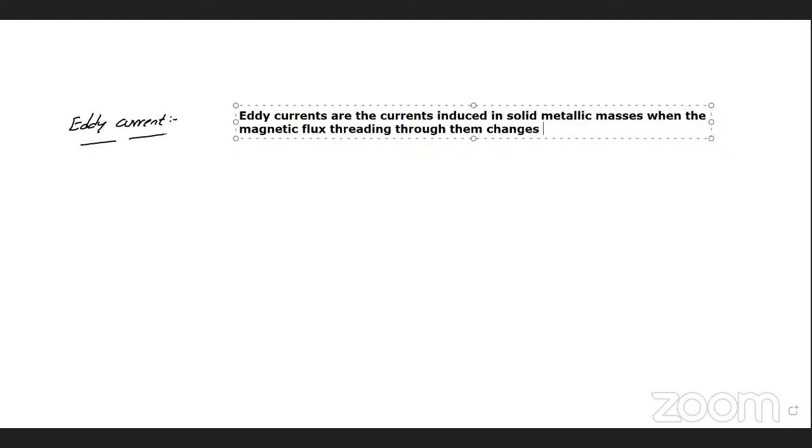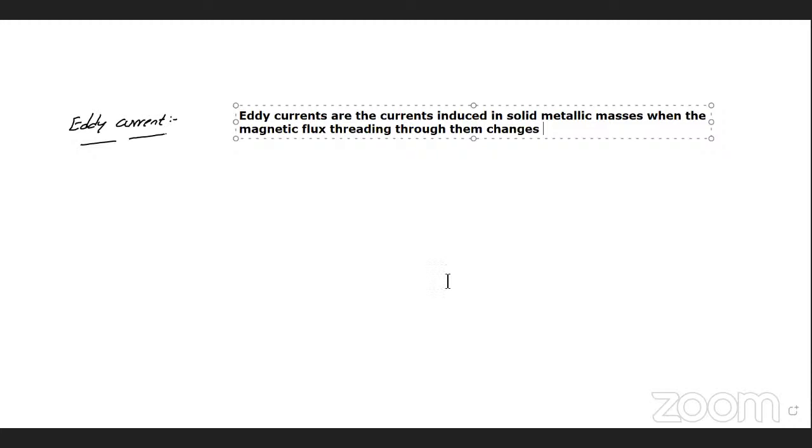Remember it. So in this case, remember, this is only one of the losses in a transformer. Okay. So let's try to understand it in detail. Eddy currents are nothing but circular currents which are formed inside solid structured conductors.